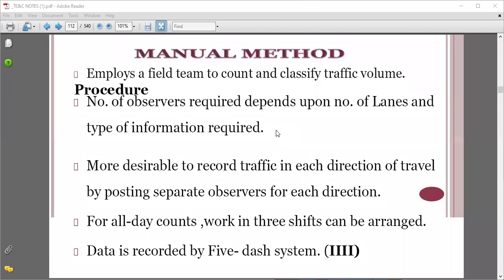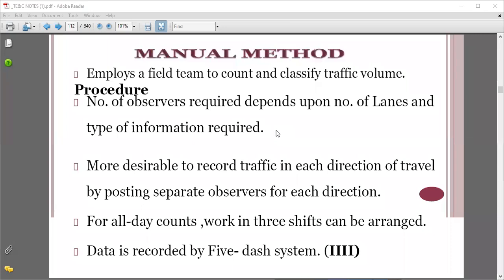The manual method is one of the traffic volume measurement methods, and it will be helpful to us. Without any instrument, we cannot use any instrument in this method. Manually, we can count the traffic which is moving on the road only. So there is a procedure to understand how to go for this manual method of traffic volume measurement.